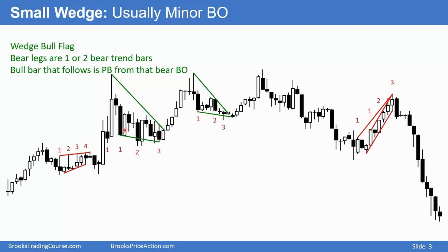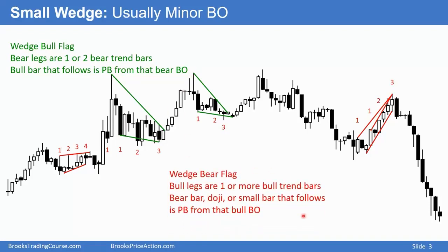For the bulls, the bull bar that follows that bear bar is a pullback from that bear breakout. So we have a bear breakout, and then a pullback. Another bear breakout, another pullback. Another bear breakout, and another pullback. At some point, the bears decide that all of these strong bear breakouts are not working, and they stop selling, and the market then ends up going the other way. All of these reversal attempts are minor, and therefore part of a trading range or a bull flag.